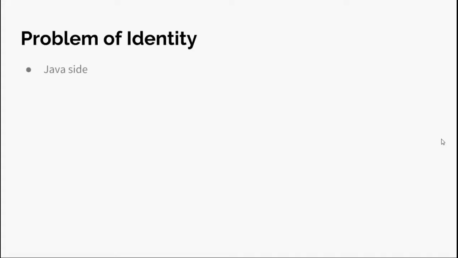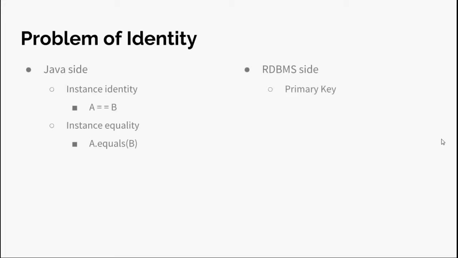In Java, whenever we want to check whether two instances or objects are identical or not, we can do it in two ways. First one, instance identity, means using double equals, a == b, where a and b are both objects. Second way is instance equality, means using the equals method, a.equals(b), where again a and b are both objects. In RDBMS, we have only one way to identify a row, using the primary key, which is neither equivalent to double equals nor equivalent to the equals method.